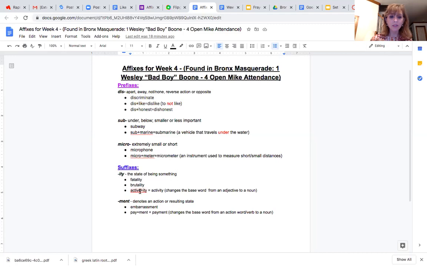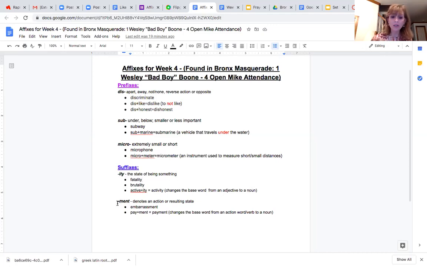Active is the way somebody acts. That's the type of person they are. They like to play a lot of sports. They're active. You're describing. But when we add ity, it changes those base words from an adjective to a noun. So just kind of be aware of that. You know, nouns are person, places, things, or ideas. So the word goes from an adjective to a noun.